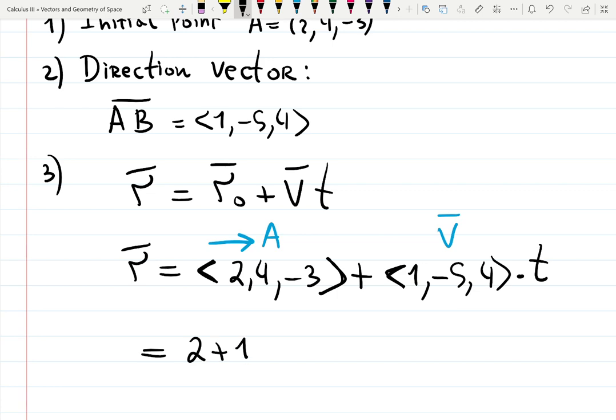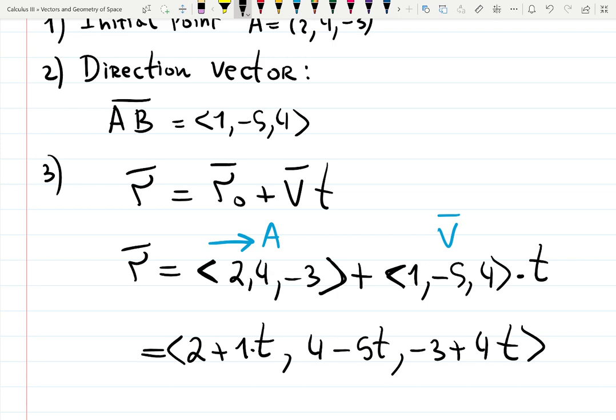2 plus 1t. Usually people don't put 1. 4 minus 5t. Minus 3 plus 4t. Do you all know what I'm doing here? I am multiplying 1 times t and adding 2. Minus 5 times t and adding 4. And then, there was a question here. Any question? Okay, then you.